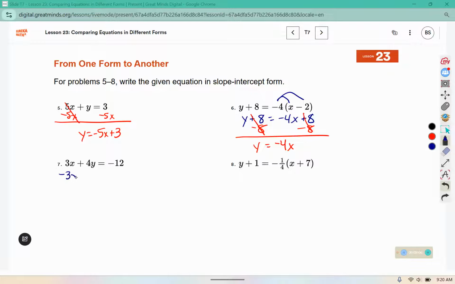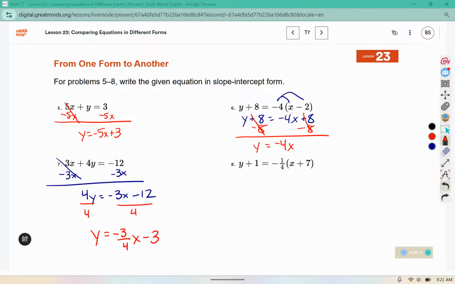For this one, we'll start by moving the 3x over, so we have y's on the left. The 3x and the negative 12 cannot be combined because they are not like terms. Then we'll divide both sides by 4. Negative 3 divided by 4 is negative 3/4. Negative 12 divided by 4 is negative 3.